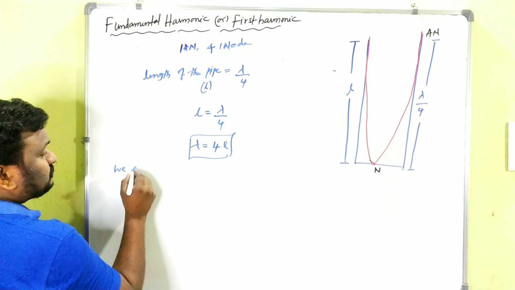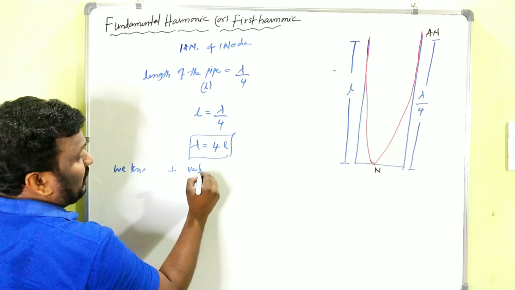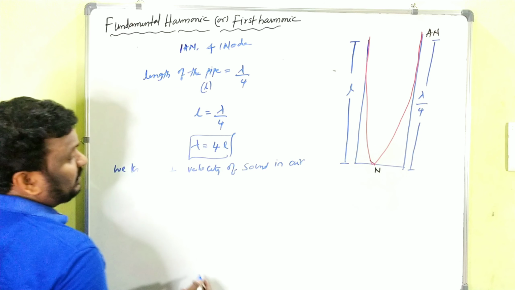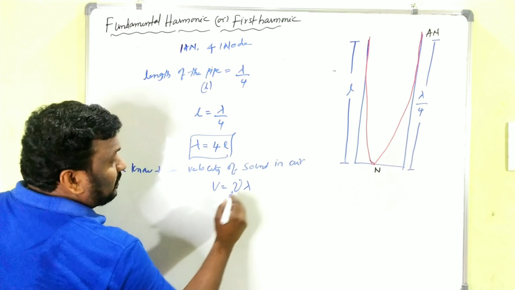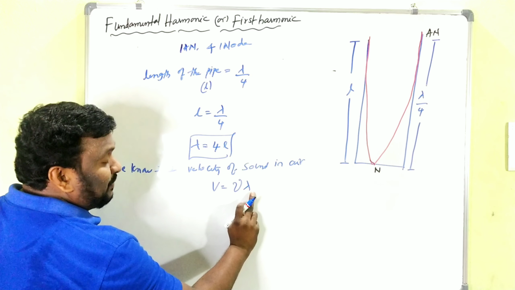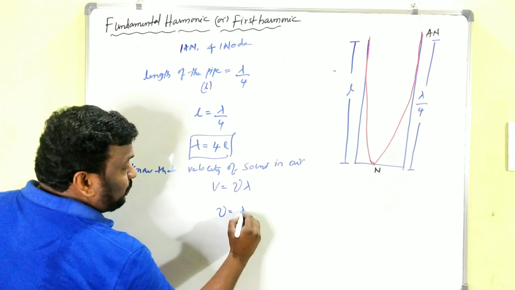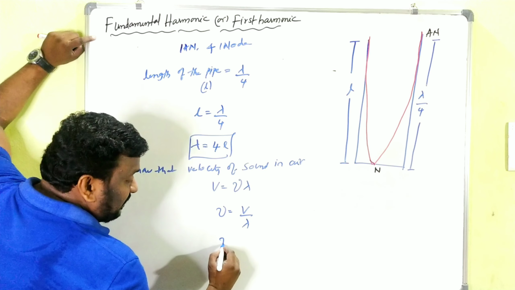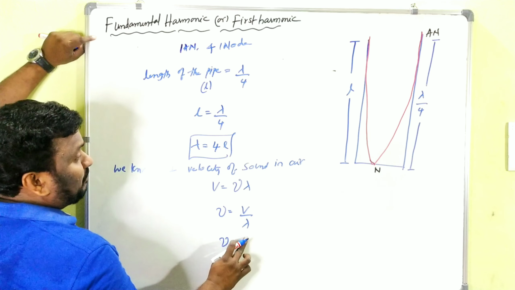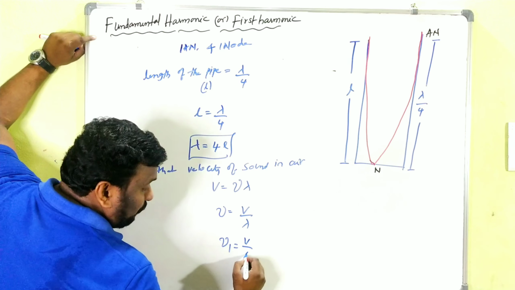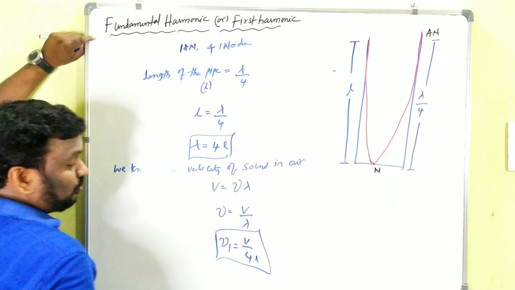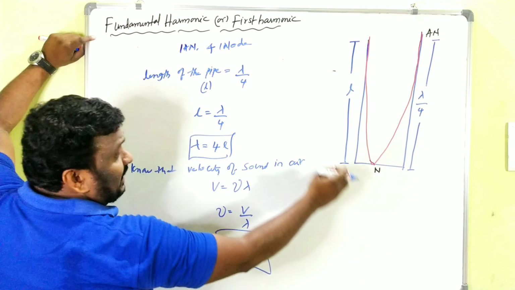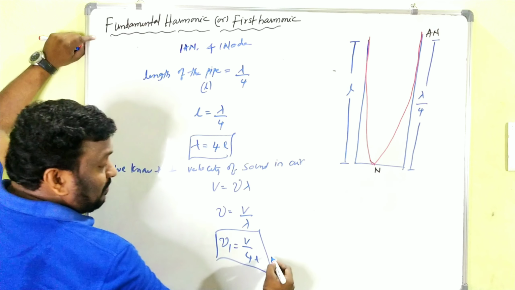Already we know that the velocity of sound in air is V equals nu lambda. V is the velocity, nu is the frequency and lambda is the wavelength. From that, nu is equal to V by lambda. For fundamental harmonic I am going to take nu 1. Nu 1 is equal to V by lambda. What is the lambda value? 4L. Then nu 1 is equal to V by 4L. That is the expression for fundamental harmonic or first harmonic in closed pipe.